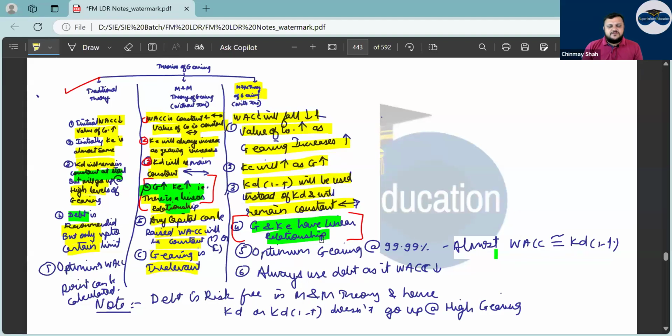Cannot be calculated, right? Then M&M theory of gearing without tax. WACC is constant and value of company is constant. KE will always increase as gearing increases. KD will remain constant. Correct.